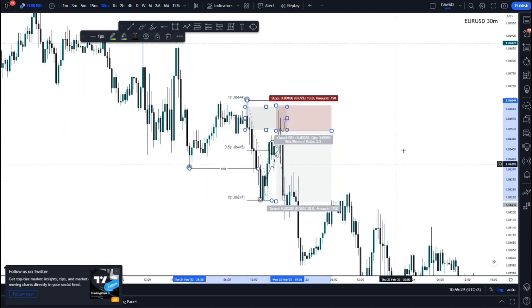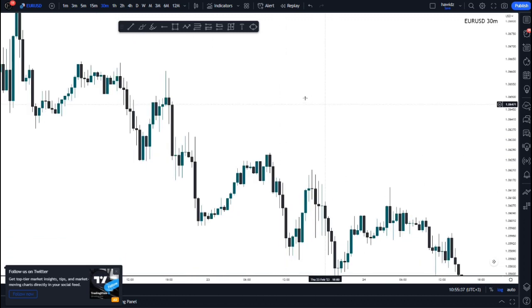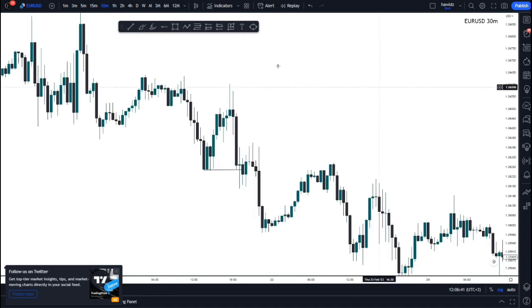Now that's one way to do it. And of course, if you want to refine your entries and get a much tighter stop loss and a bigger RR, that's completely up to you. Now, yet again, we have another breakout structure here. Notice what happens. We have another breakout structure here, right? So this is the most important part that I wanted to explain.